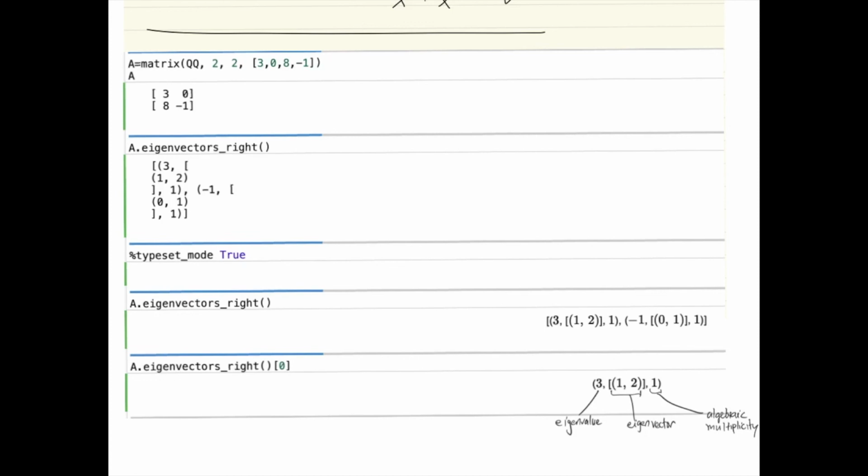And then one thing we haven't explained is the algebraic multiplicity. That's the power of (x minus 1) in the characteristic polynomial. But anyway, we can see that the eigenvalues are 3 and -1 as we found. The eigenvectors are (1, 2), that's the one associated to the eigenvalue of 3. And the eigenvector (0, 1) is the eigenvector associated to the eigenvalue -1.